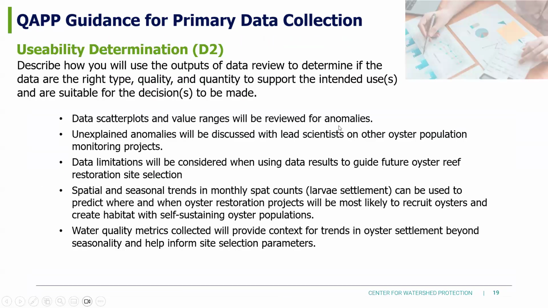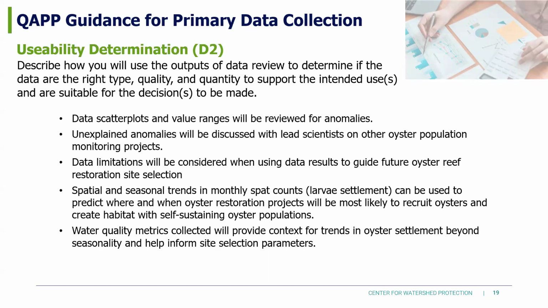And then finally, we're getting into the last section that causes people some trouble. This is the section D or D2, which is the usability determination. And so this section applies to the point of the project where you've gone out and collected all your data, and now you're analyzing your data and looking back at how it relates to your project objectives. So how are you going to use the outputs of the data review to determine if you've actually collected the right type of data, the quality of the data that you need, and the quantity of data to support the intended use?